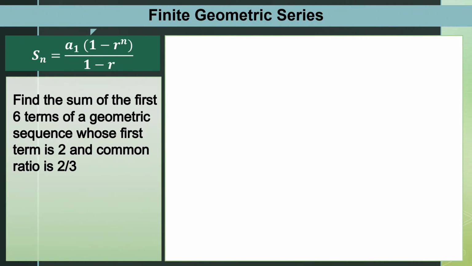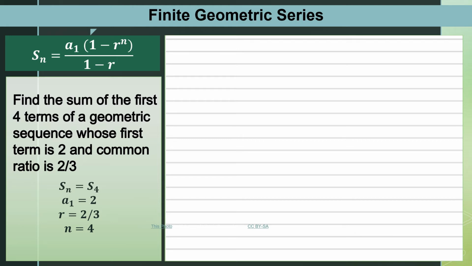Sa ating example number 3, find the sum of the first 6 terms of a geometric sequence whose first term is 2 and whose common ratio is 2/3. I-identify muna ulit natin ang given. Ang S sub n natin ay equal sa S sub 4 dahil ang hinahanap natin ay sum ng first 6 terms. Ang A sub 1 natin ay 2 dahil ang first term dito ay 2. Ang R natin ay 2/3 dahil ang common ratio ay 2/3. At ang N natin ay 4 dahil kailangan natin ang sum ng first 4 terms.